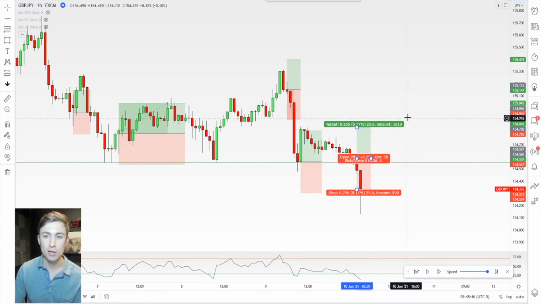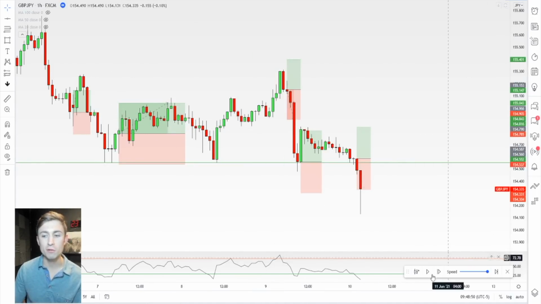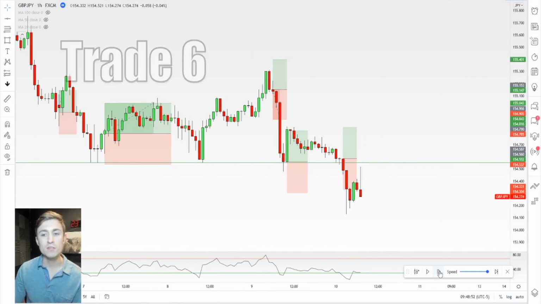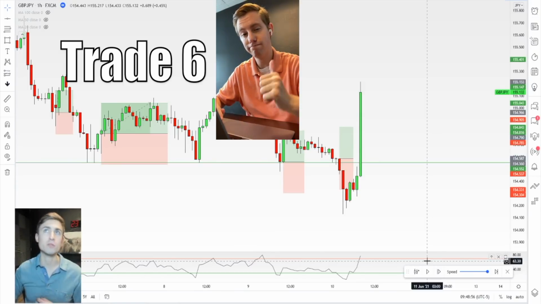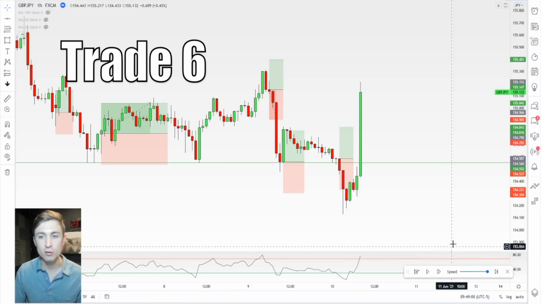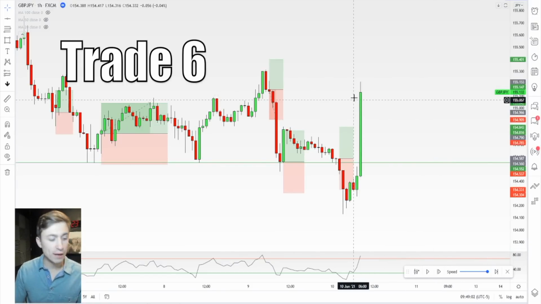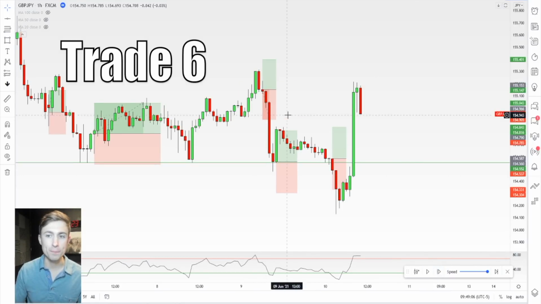So let's look for another setup here. So 1, 2, 3, 4, 5. We are 5 trades in out of 20. So hopefully we could keep a tracker on the screen somewhere so we can see how many trades we are out. But this next one should be the 6th trade out of 20. So big rally there from GJ. So let's look for a scenario here.